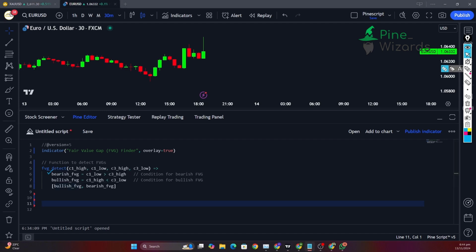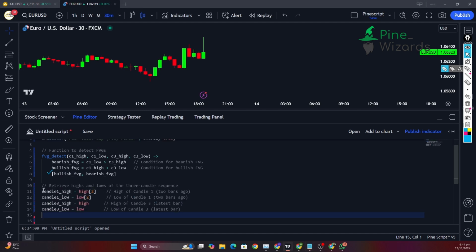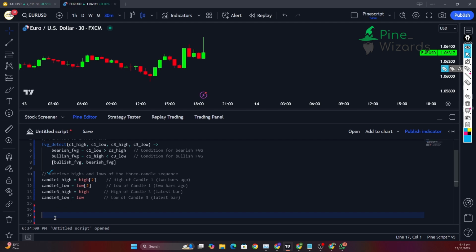Now let's define the candles: candle 1, candle 2, and candle 3. Initially, we only need the candle 1 and candle 3 highs and lows, because these are the ones involved in our calculation of the bullish and bearish fair value gaps. So here, candle 1 is the third last candle, and its high will be high of 2, and then candle 1 low would be low of 2. Similarly, candle 3 high would be the latest candle, so we're just going to assign it the high value, and candle 3 low would be the latest candle's low value.